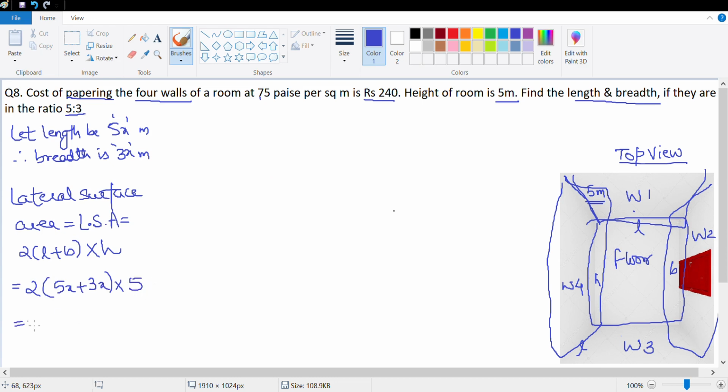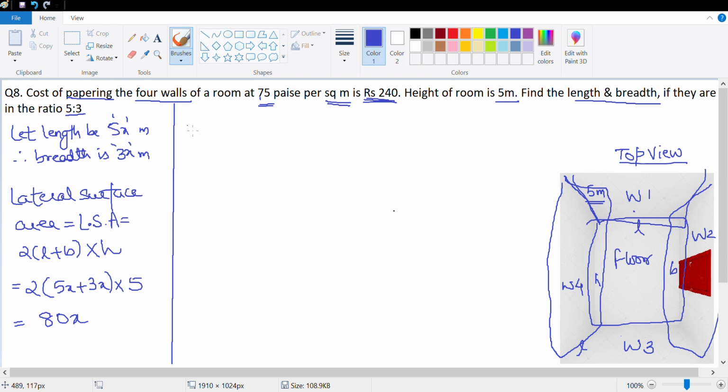So this is equal to 8 into 2, 16 into 5, 80. 80x. That's the lateral surface area. Now let's see how we can look at the cost. The cost is given 75 paisa is the cost of 1 square meter. So 240 is the cost of how many square meter?